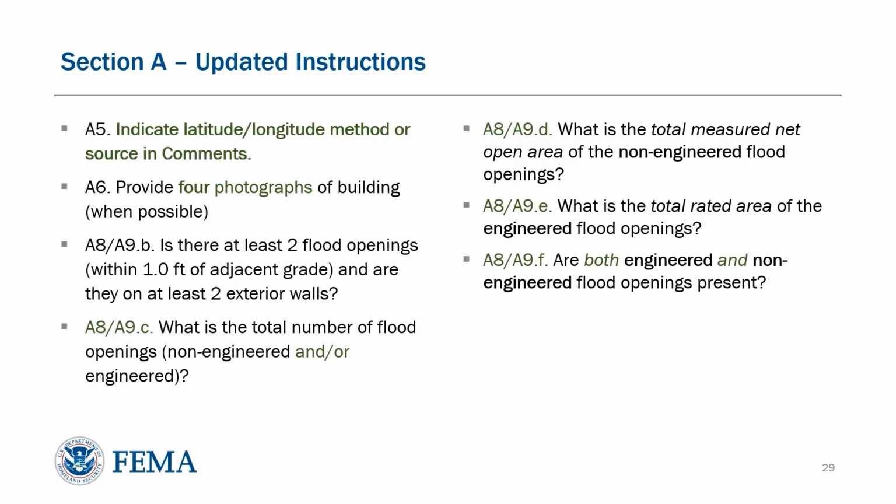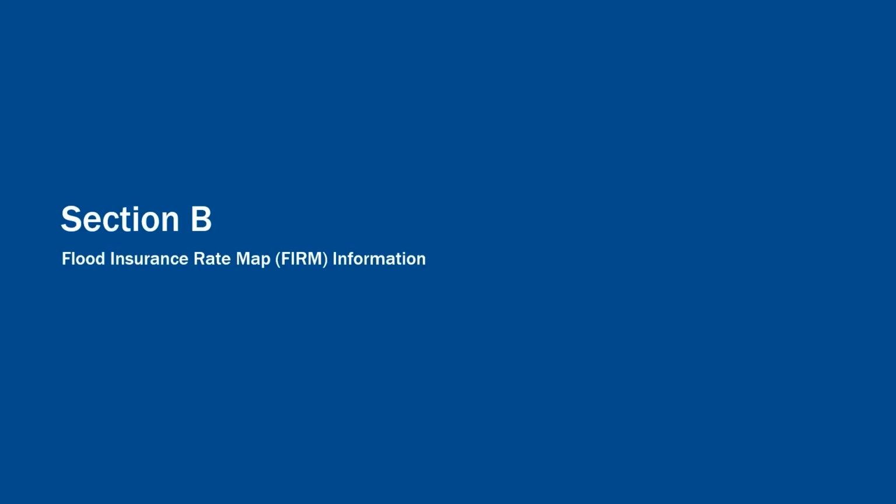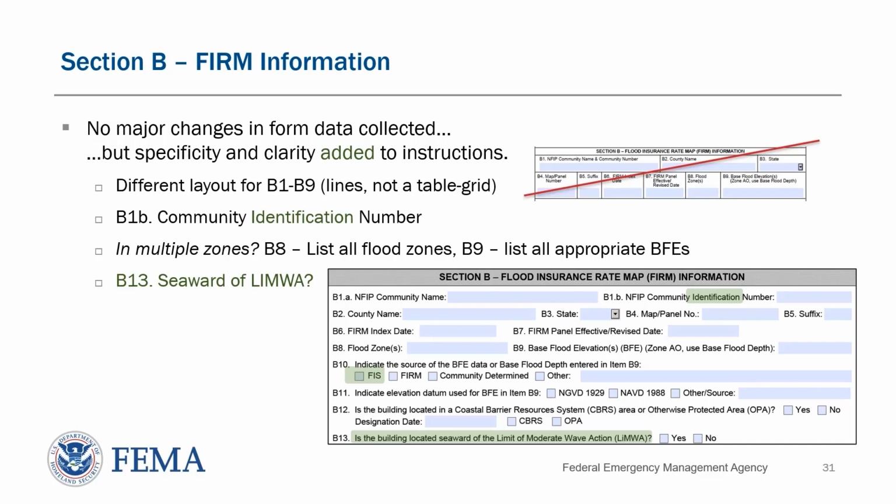And there are additional instructions about using section A8 and A9 when there are both engineered openings and non-engineered openings present. The changes in section B are mostly just about clarity in the instructions, but there are some updates. The community name and community number have been split into 2 different boxes, B1A and B1B. This will impact CRS communities that need to have both of these correct now, rather than just one or the other. In B10, the word profile has been removed from the FIS box, so any use of the flood insurance study for determining BFE can be indicated with that selection.